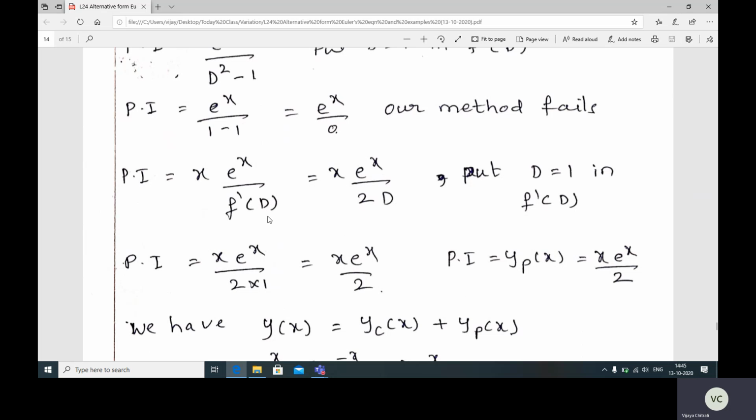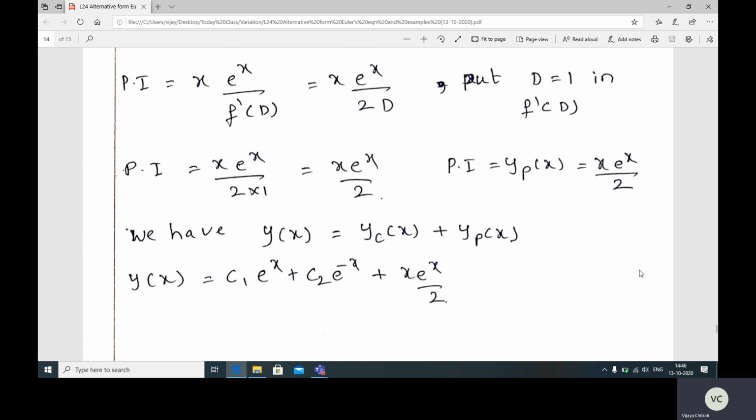F dash d is the derivative of f of d. So d square minus 1, the derivative of this is 2d, and for 1 it is 0. 2d minus 0 is 2d. X e raised to x divided by 2d as it is. Now in place of d, again you substitute 1 because a is 1. So you will get x e raised to x divided by 2. So the particular integral or yp of x is equal to x e raised to x divided by 2.